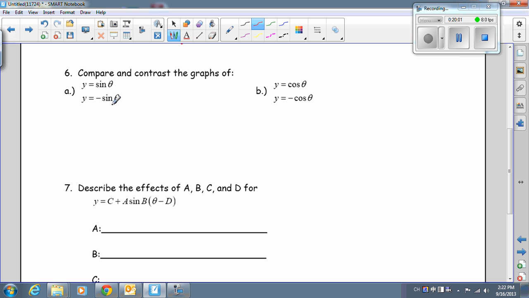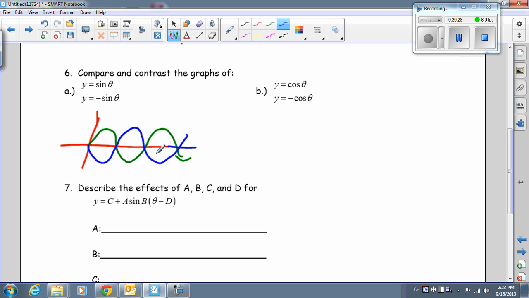Alright, compare and contrast the graph of y equals sine theta to the graph of y equals negative sine theta. Now, if you have both graphs, they both will first start at the origin. The first one that is positive will be going up, down. Compared to the other one, which will be coming from the origin as well, but starting by going down. If you notice, these two graphs are symmetric. That's the reflection over the x-axis. So I would say a vertical reflection.